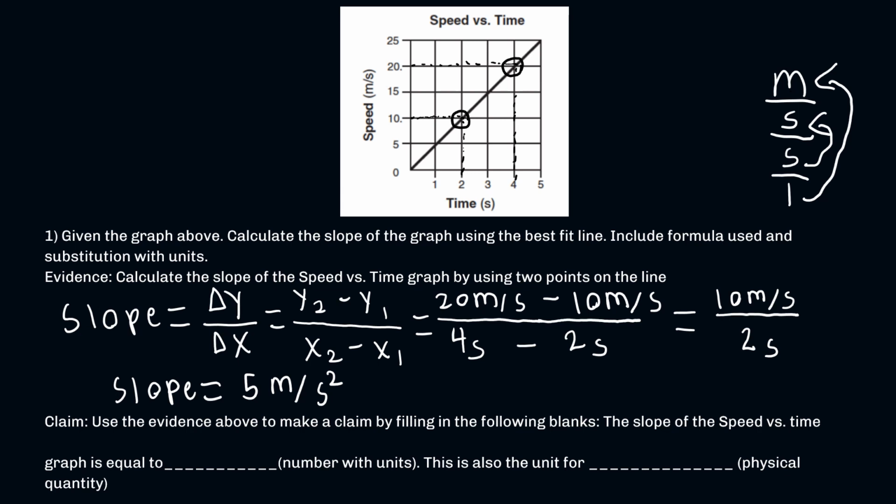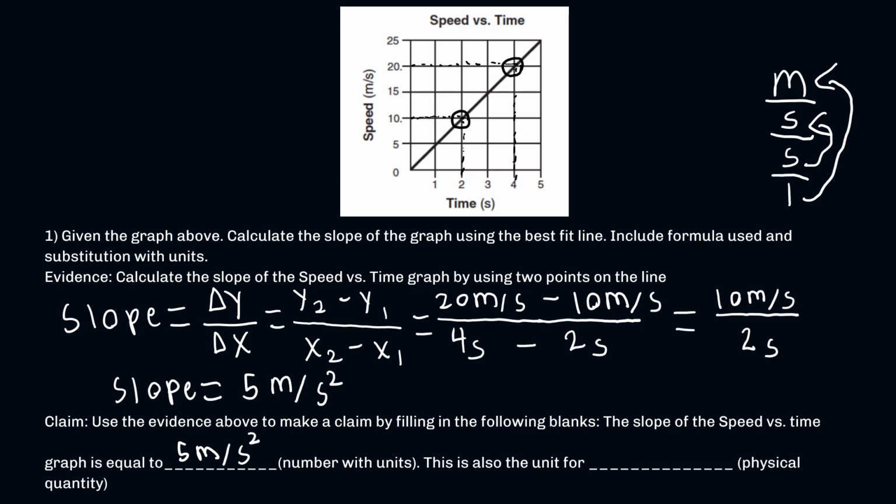So now I can look into my claim. This is my evidence from the graph. Now I have my claim. Use the evidence above to make a claim by filling in the following blanks. The slope of the speed versus time graph is equal to, we just figured this out, 5 meters per second squared. That's my number with my units. And then my units here, the meters per second squared.